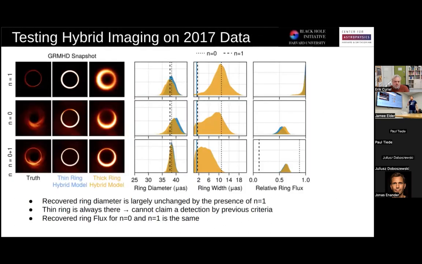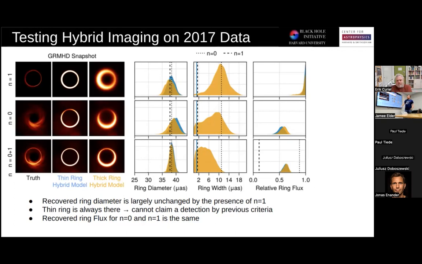When we did this, we got some pretty interesting results. For n equals 1, it was a reasonably good success. We get that you don't want any raster flux, so most of the flux is dumped into the thin ring. The width may be biased high, likely just because we don't have long baseline coverage, but there's at least support down at the truth, and the diameter of the ring looks really good.